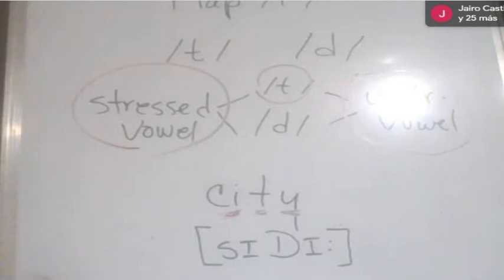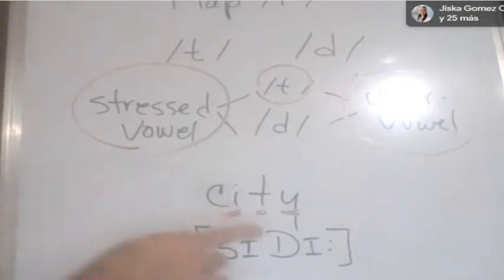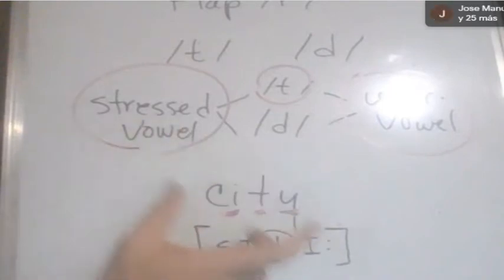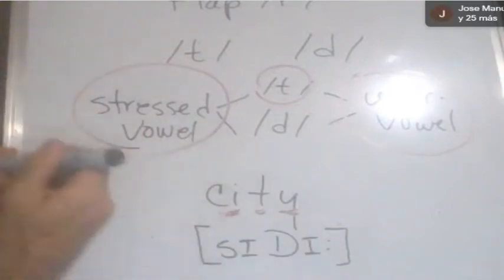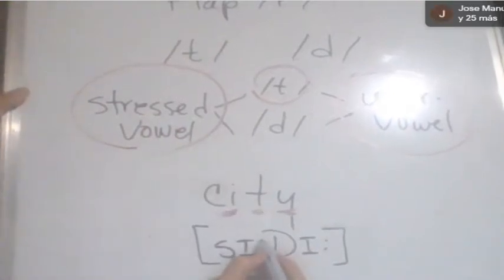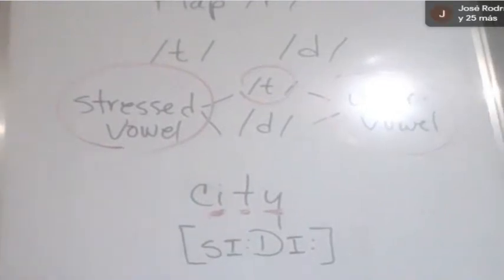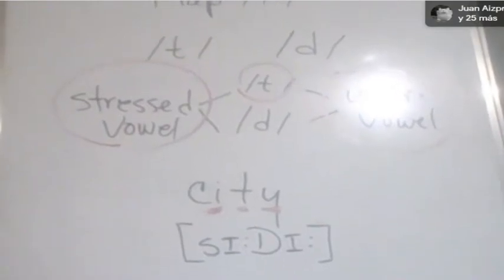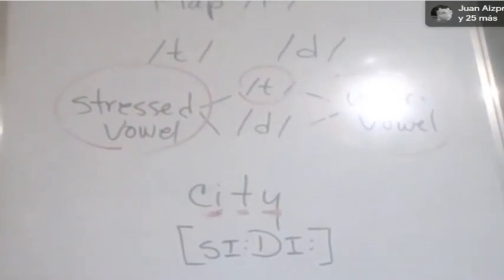Okay? But this is something really important. When the t changes into flapper, the flapper is voiced. So if you include the flapper into a transcription, then you should also include the vowel length. So city, okay? City or city, right? Either one is okay. What happens?